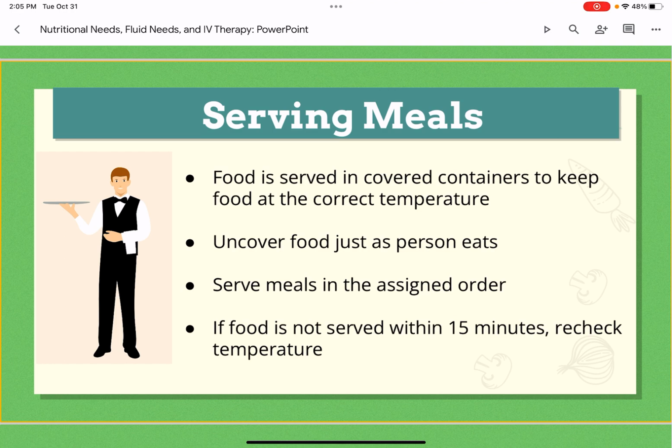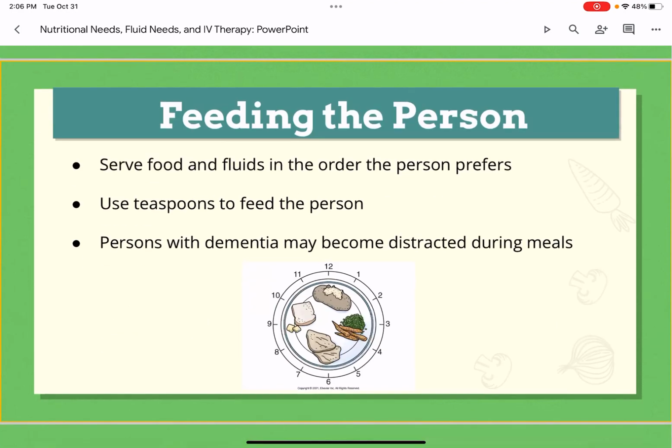For facilities that do not have a room service meal program, it's important to serve food in covered containers to keep food at the correct temperature. Uncover the food just as the person eats. Serve meals in the assigned order. And if food is not served within 15 minutes, recheck the temperature to ensure that it's safe to eat.